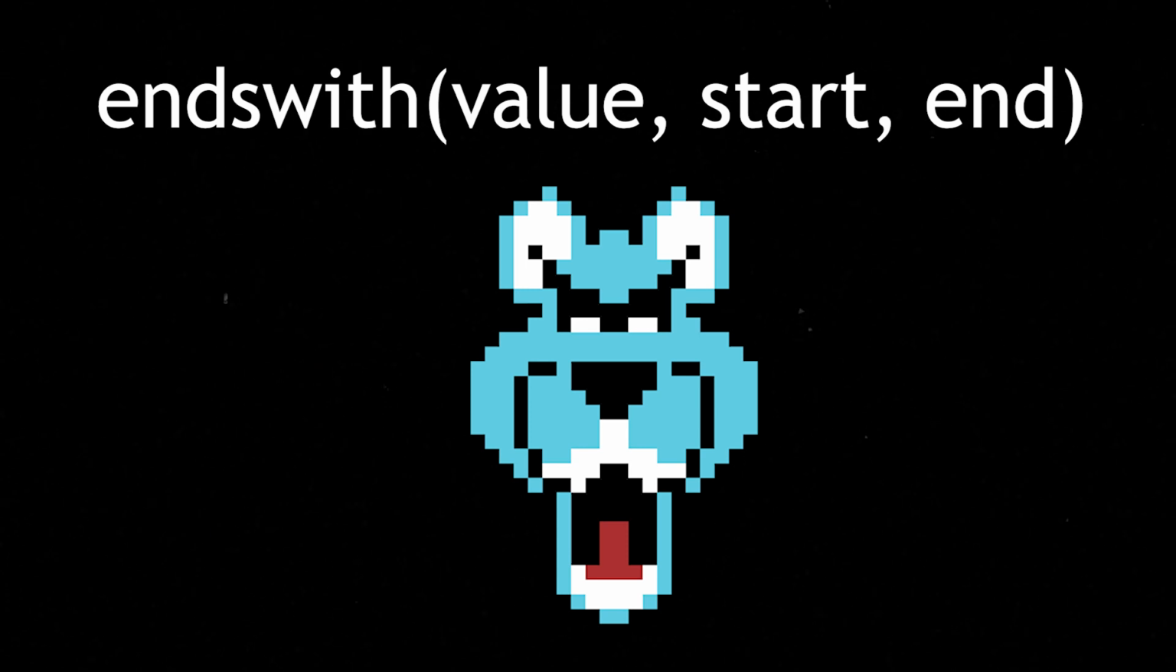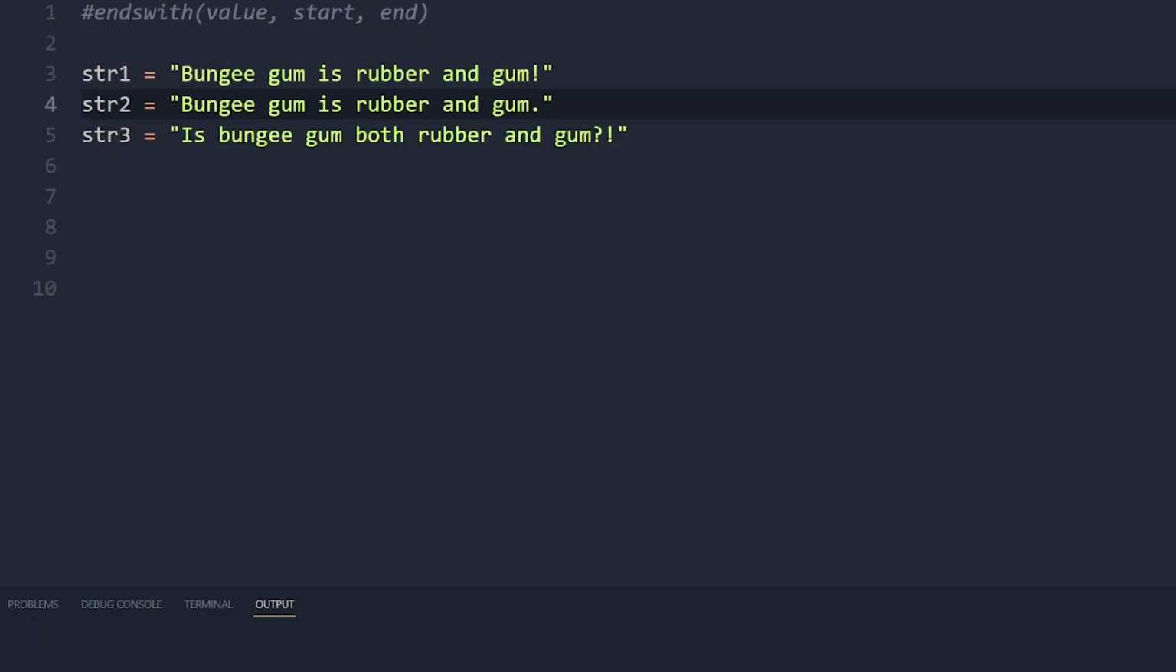In Python, the endswith string method is a method that will return true if a specified character is at the end of a string, and it will return false if that specified character is not at the end of the string. So here we have 3 strings, and we might want to check to see if at the end of the first string there's an exclamation point.